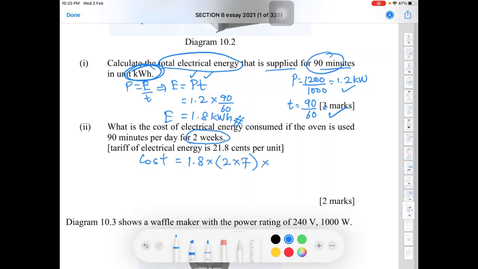Dan unit dia berharga 0.218 sen. So you darab semua, you akan dapat RM5.49. So jangan lupa ringgit ni because you are calculating your cost. So kalau tak ada ringgit dengan sen, salah lah. Sebab ringgit Malaysia memang kita kena tulis ringgit dan sen. Jadi jangan lupa tulis RM itu. Sebab previously soalan SPM ada student tak tulis RM, salah.